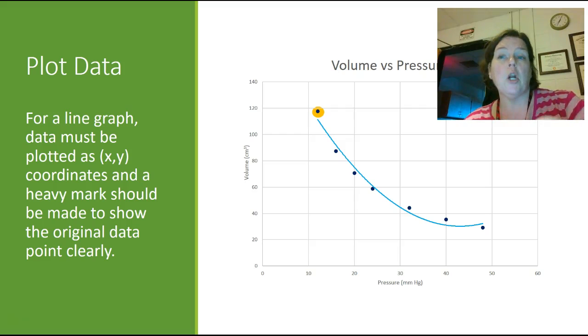And you want to make that mark dark. As a matter of fact, sometimes you want to make that mark and put a circle around it, because some of you don't make those marks very dark, so that you can see that, because that becomes important later on.